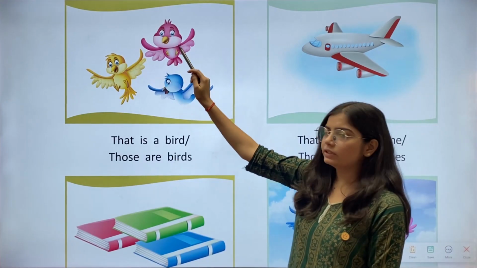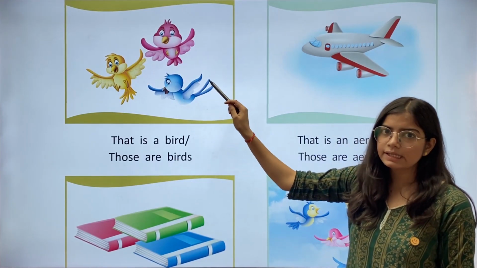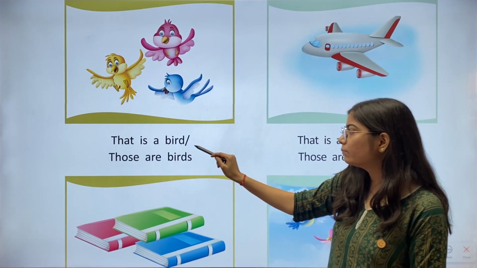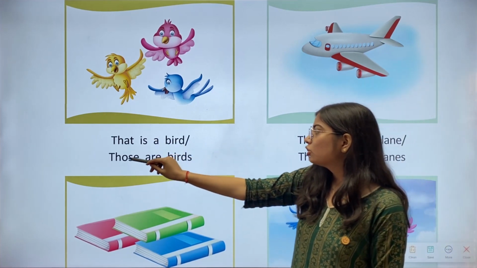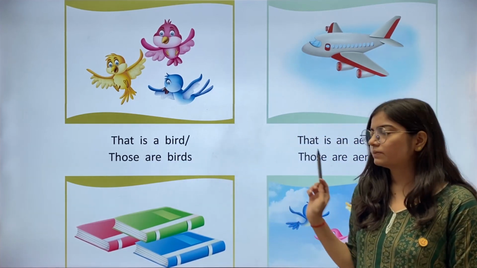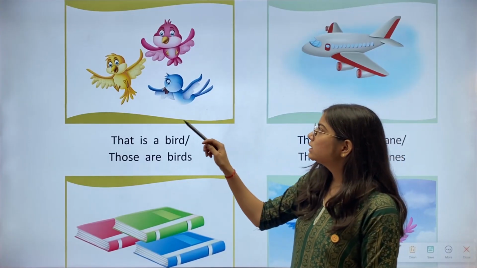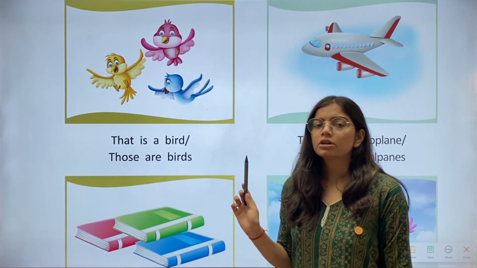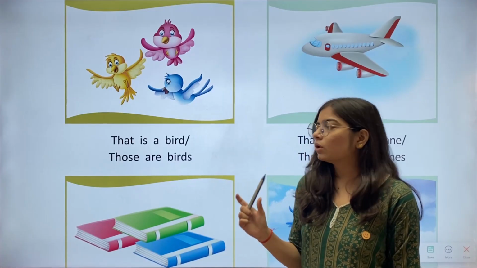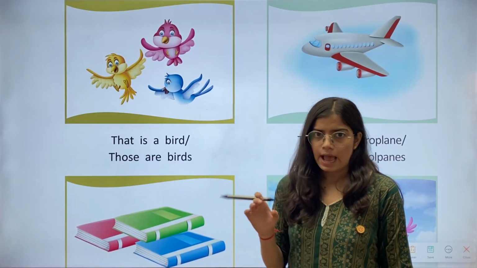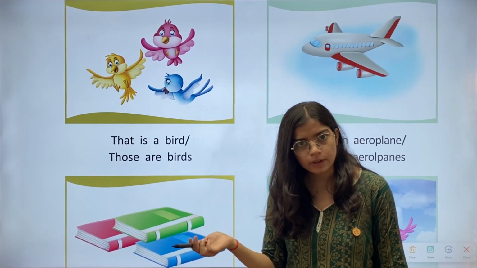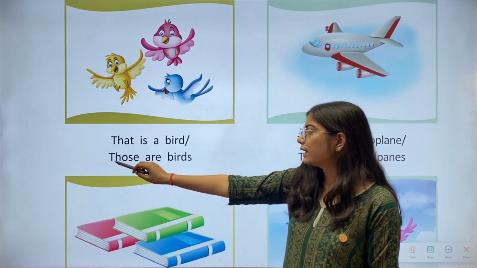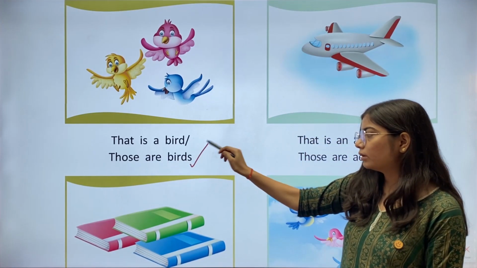Then we have this picture. Here you can see there are birds and we have option that is a bird slash those are birds. So here you can see we have more than one bird. So we use the word those as they are far away from us. So we use those word, right? So the correct answer is those are birds.